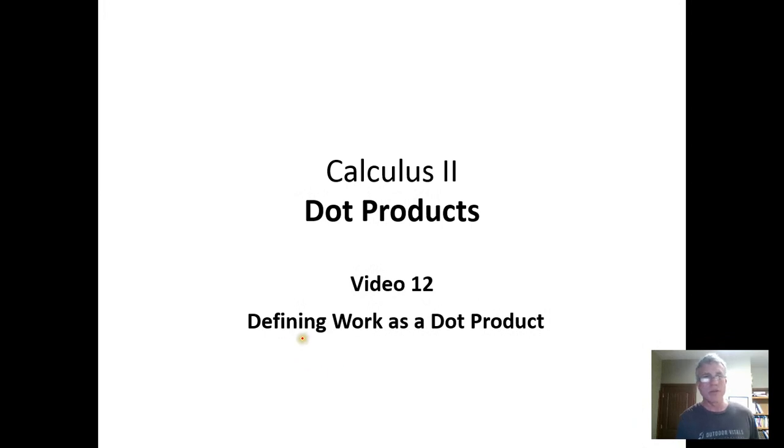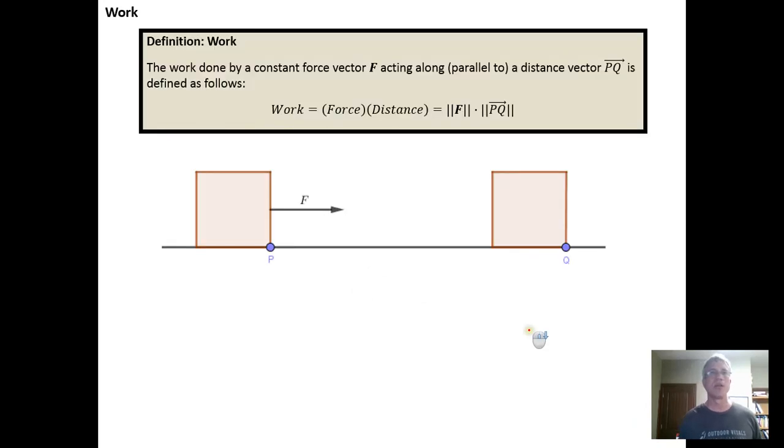So in this video, we're going to work on defining the concept of work using a dot product. In physics, work is simply defined as a force vector acting parallel to, and that's the key, parallel to some distance vector PQ. In other words, we move something using a force through some distance from P to Q. So we have a distance vector from P to Q.